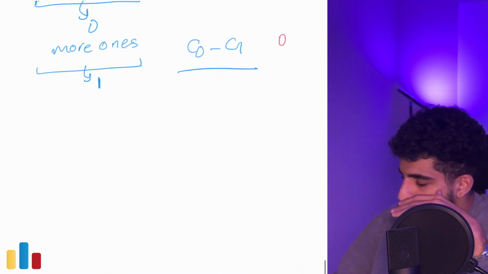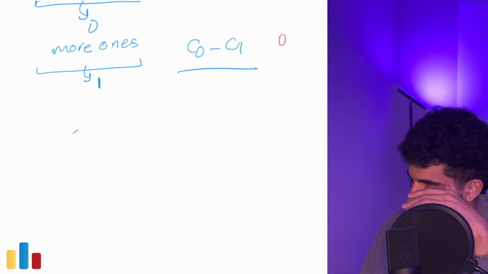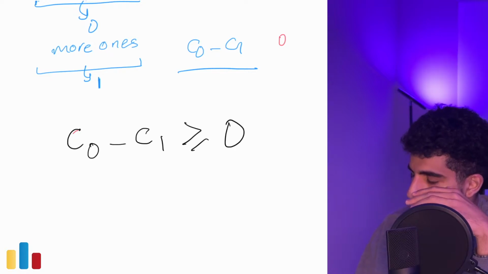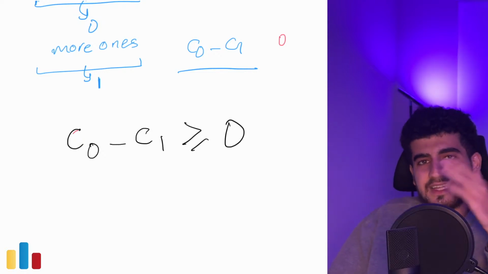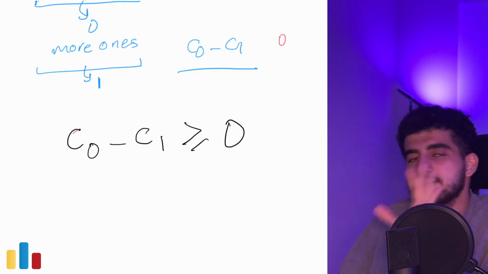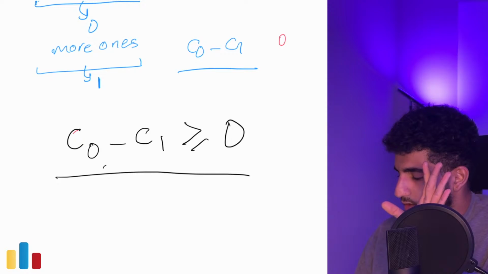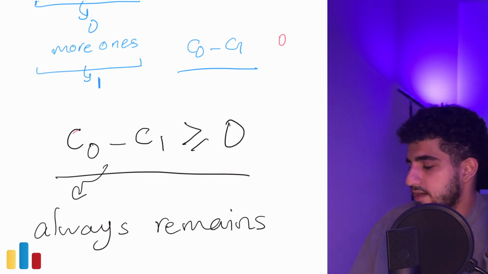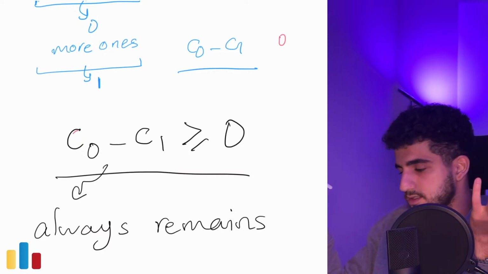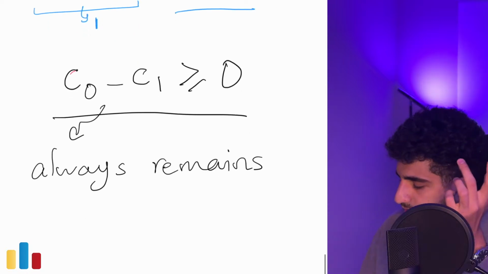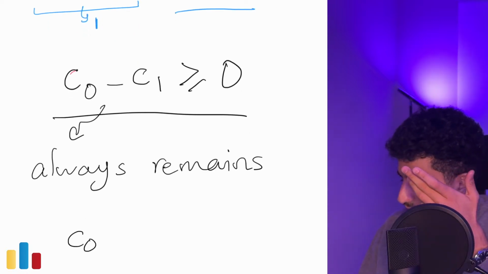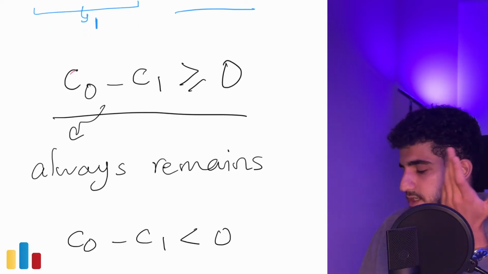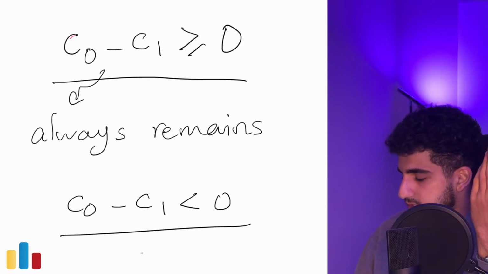So if right now C0 minus C1 is greater than or equal to 0, or in other words, the number of zeros is at least as many as the number of ones, it always remains like this. There's no way that you can have more ones than zeros in the future. And if the number of ones is already more than the number of zeros, then in one operation you can have what you want. And the answer is definitely yes.